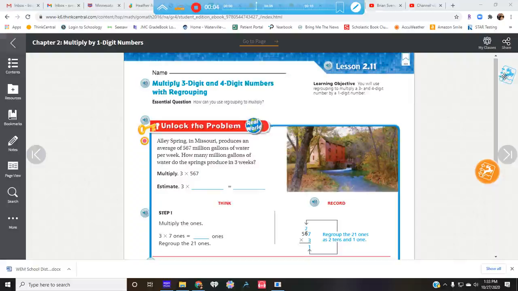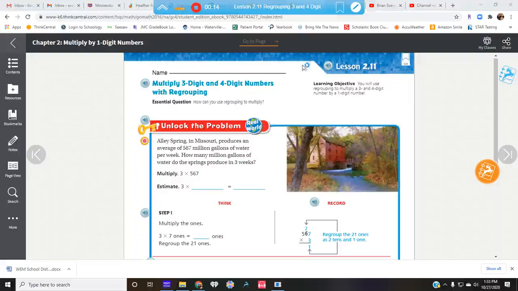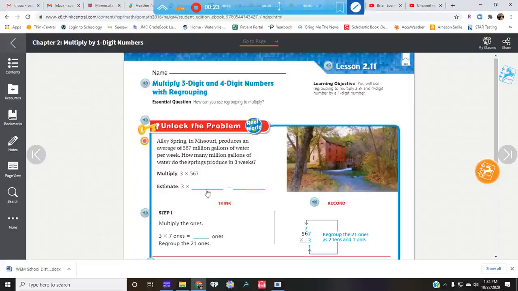Alright guys, we are going to do lesson 2.1 today. And lesson 2.1 is multiplying 3-digit and 4-digit numbers with regrouping. Very similar to what we did yesterday. Okay?